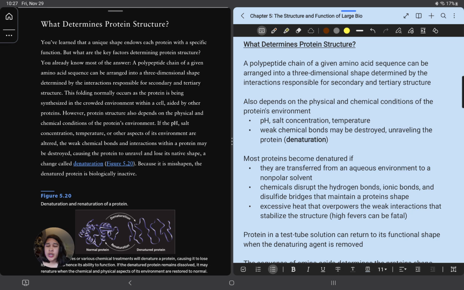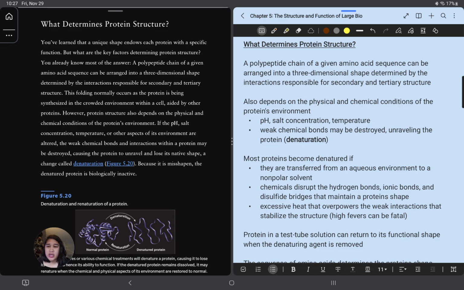What determines protein structure? You've learned that a unique shape endows each protein with a specific function. But what are the key factors determining protein structure? You already know most of the answer. A polypeptide chain of a given amino acid sequence can be arranged into three-dimensional shape determined by the interactions responsible for secondary and tertiary structure. This folding normally occurs as the protein is being synthesized in the crowded environment within a cell, aided by other proteins. However, protein structure also depends on the physical and chemical conditions of a protein's environment.